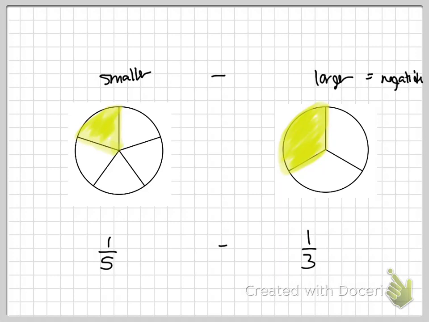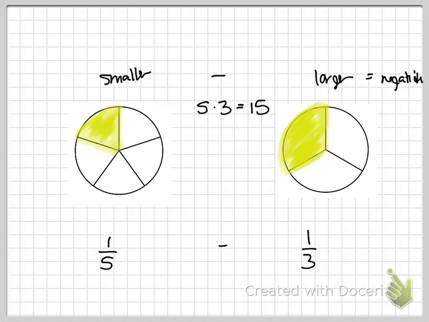Okay, so I'm predicting that my final answer will be negative, and visually that makes sense, right? Basically, I'm taking away more than I started with. So let's look at our two numbers, 5 and 3. So 5 and 3 are both prime, so the easiest way to find your least common multiple in that case is just to multiply them.